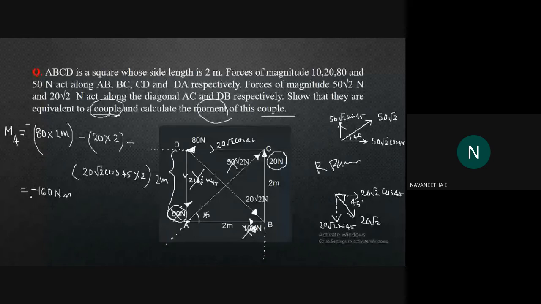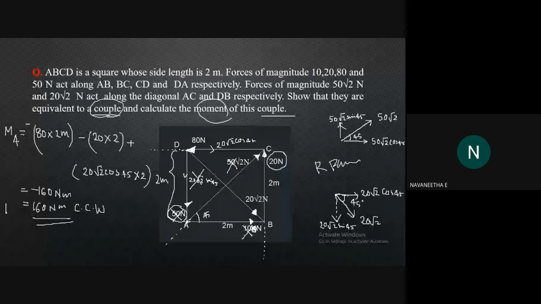You can avoid this negative sign by telling the direction. Okay, direction. What is the negative sign? Direction means counterclockwise direction. That means anti-clockwise or counterclockwise. Okay, 160 Newton meter counterclockwise. The moment is counterclockwise.